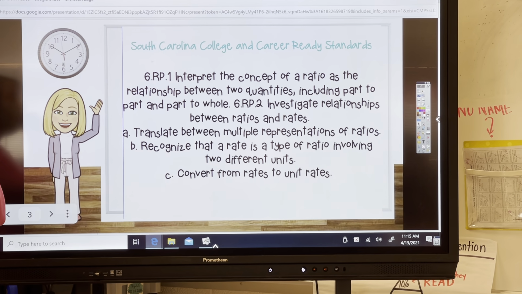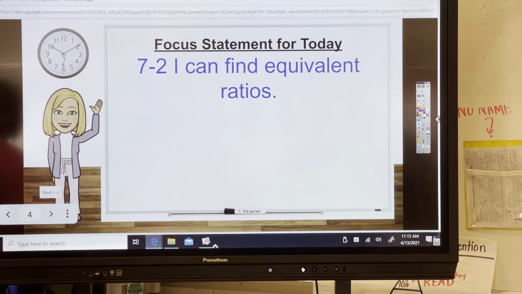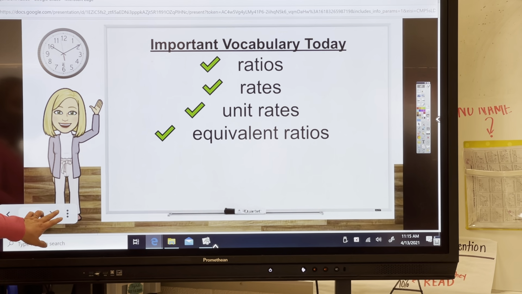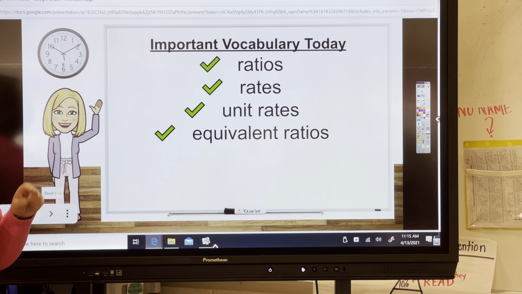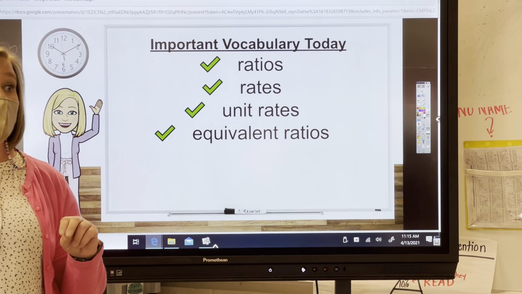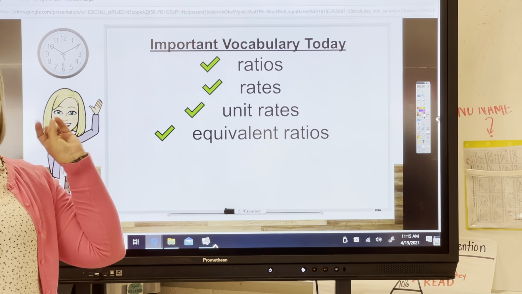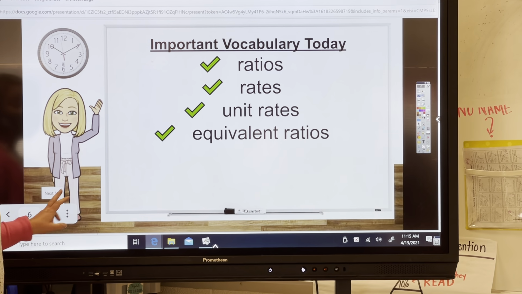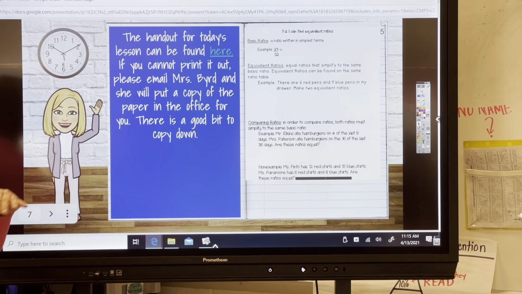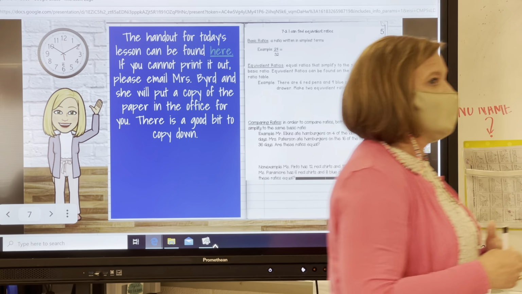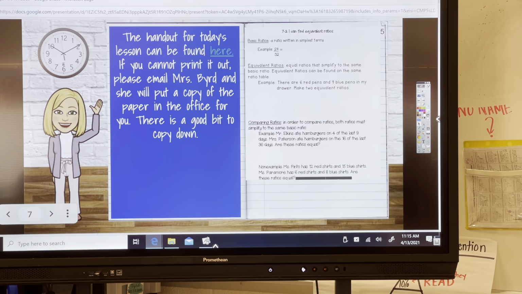All right, we're on the same indicator that we were on yesterday. And our focus statement for today is at the top of the paper that you're putting in your journal today, and it says, I can find equivalent ratios. And that's what our goal is for today. We are going to use the same terms that we used yesterday: ratios, rates, unit rates, and we're going to talk about equivalent ratios. Before we talk about what an equivalent ratio is, we're going to talk about what a basic ratio is, okay?